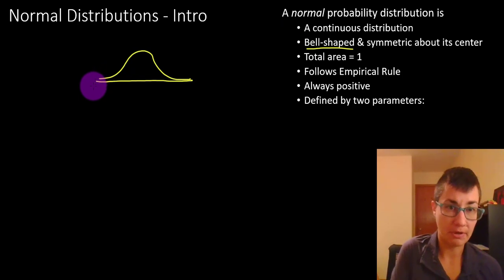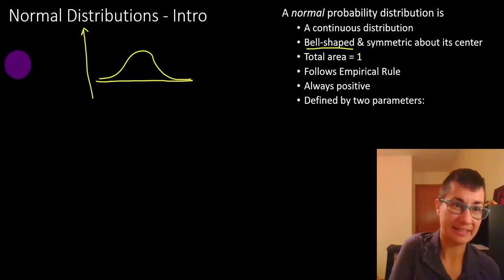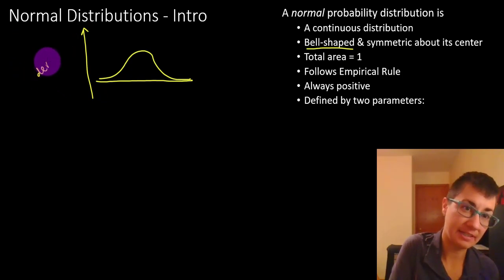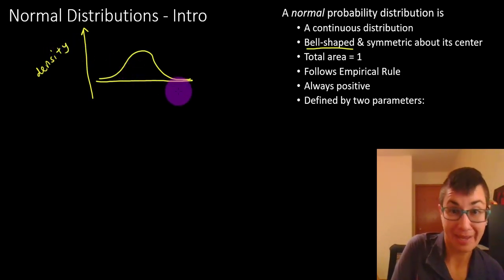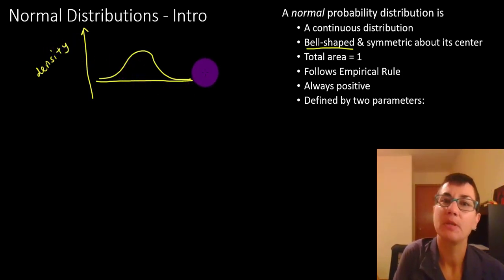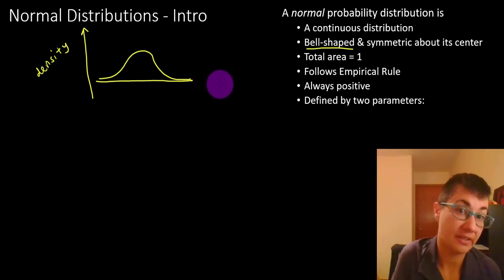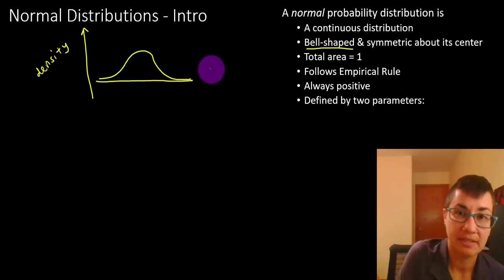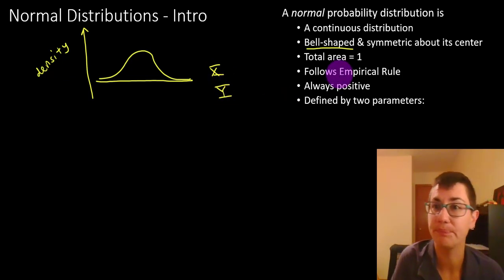If I was to draw this correctly, I would remember to put a vertical axis here with the label of density, but as I mentioned before, sometimes we just don't do that. The horizontal axis should have the name of your variable as usual, and usually that's capital X, or maybe it's capital Y, whatever suits your boat.